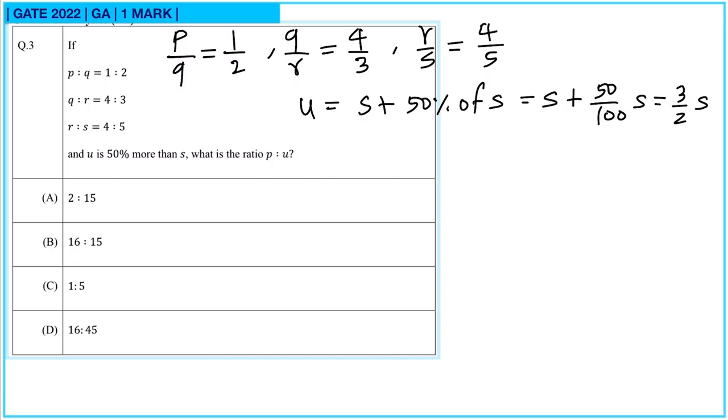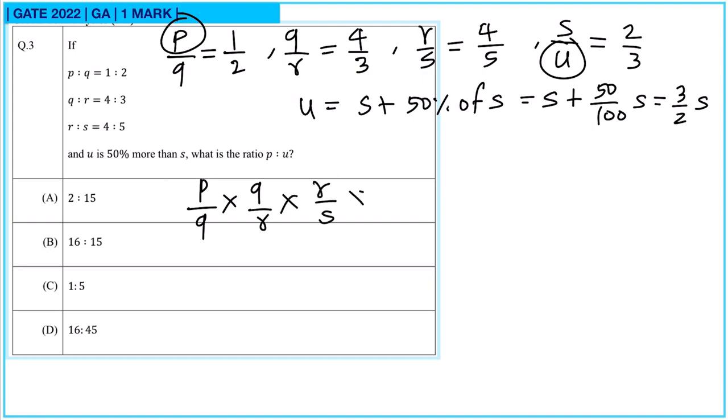So from here I can write S by U is equal to 2 by 3. What is the ratio P by U? So here we have P and U. So we can multiply all these equations, right? If I multiply the left hand sides of all these equations, that is P by Q into Q by R into R by S into S by U, this will cancel out and we will get P by U only.